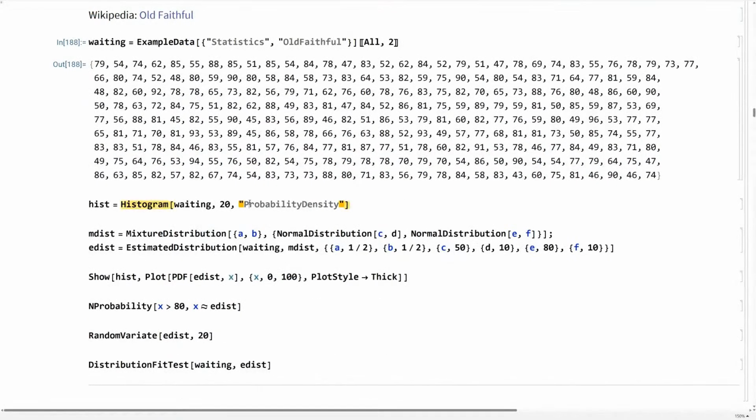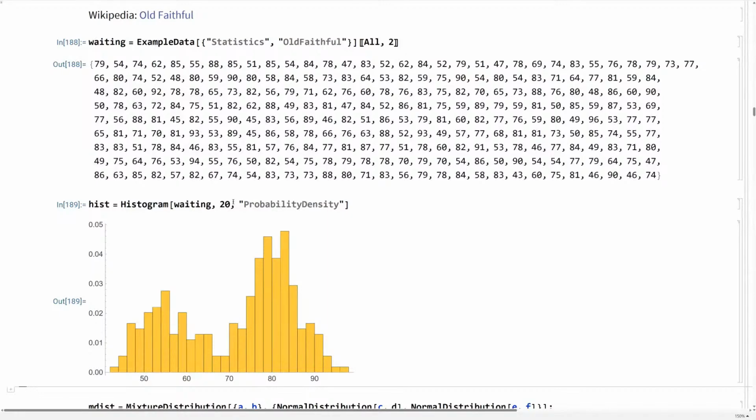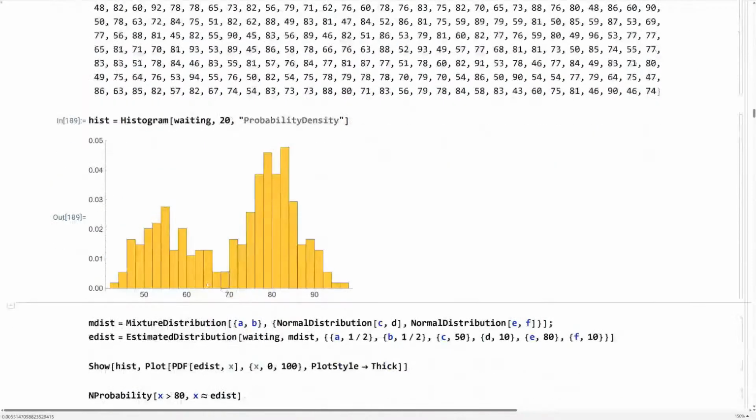What we can do is draw the histogram of the data. We can see here, with just a wild guess, it looks like two normal distributions combined together, with some of them falling around 50, 60. This is the first normal distribution, and here is the second normal distribution.